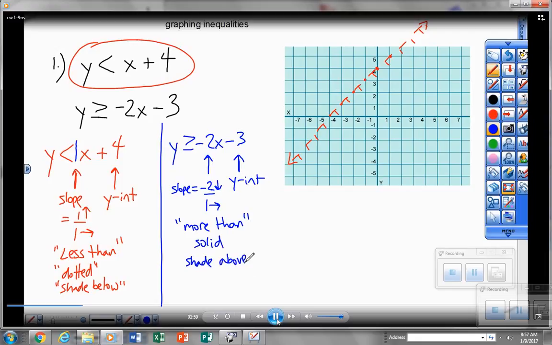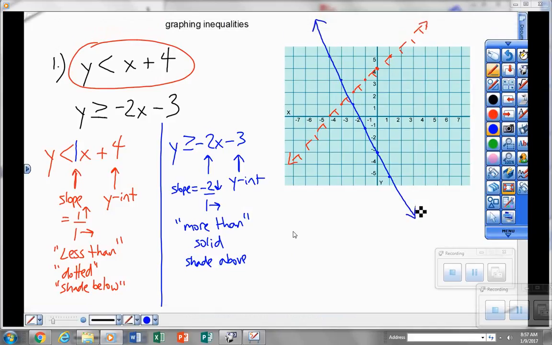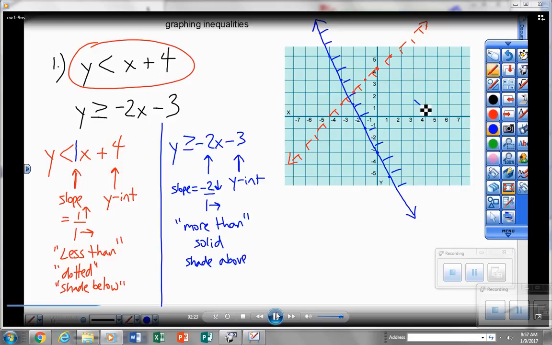So I start at -3 on the y-axis, and then from there I go over 1, down 2, over 1, down 2. Make sure you're able to stair step both ways. So I go over 1, down 2, over 1, down 2, but I'm stair stepping the opposite direction as well to get my extended line. That's going to be a solid line because of my inequality, and because it is more than, I'm going to shade above.